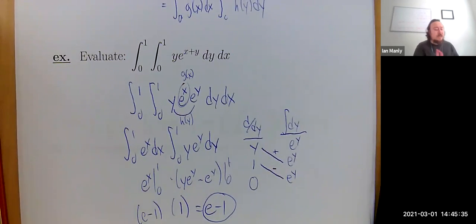So the moral of the story is we didn't need to do this as a combined iterated integral like we did with the previous problems. We could just split this up into two different pieces.